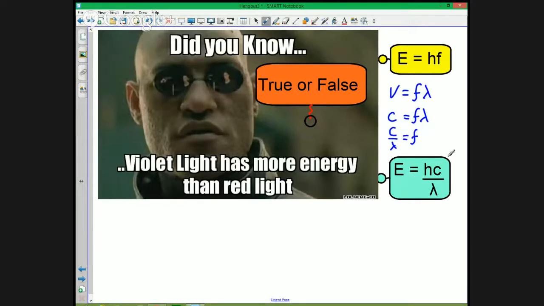So there are our two main equations. The main one, E equals hf, and the sister one, E equals hc upon lambda. So what does this tell us? It tells us waves of light with very short wavelength, short number here, have got a big energy. So our question is, did you know violet light has more energy than red light? Well, to do that, we must take a look at the spectrum.